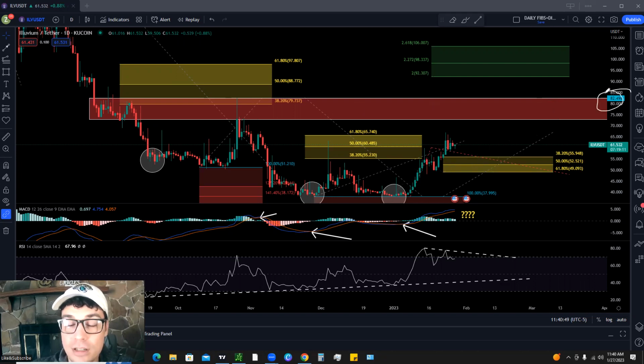But 82.50 is going to be your breakout level because that's where our previous high is above our most recent high that we just broke out of. So if we are able to break out past 82.50, all right, we do have some bullish price targets up here of 92.30, 98.337, and also 106.007. But there's a lot of work that needs to be done, okay?